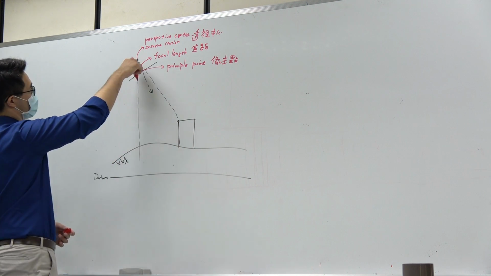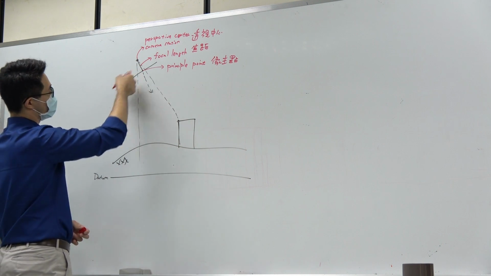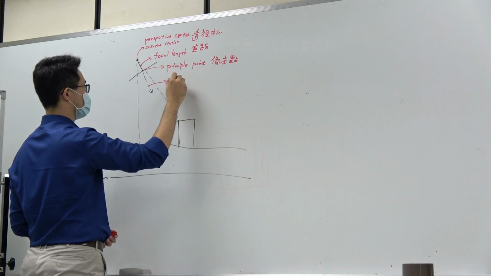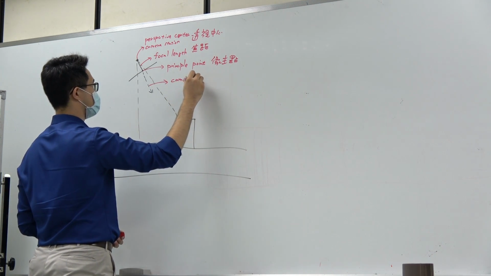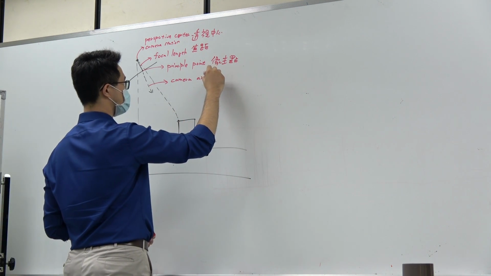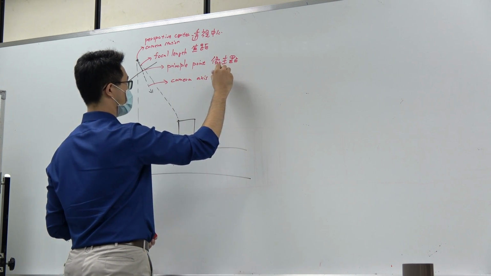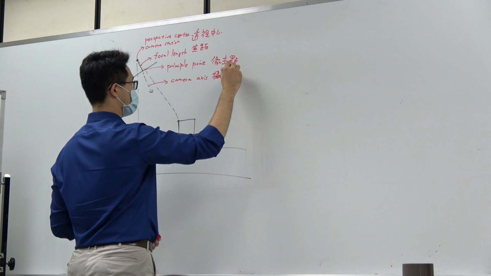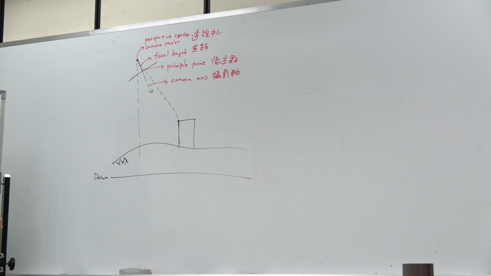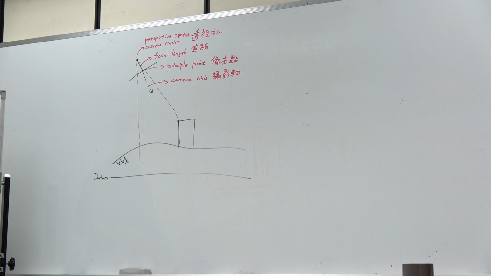Then, from the perspective center, draw the perpendicular line to the image plane. This axis is the camera axis. It's the direction that you are aiming at. So that's the camera axis.